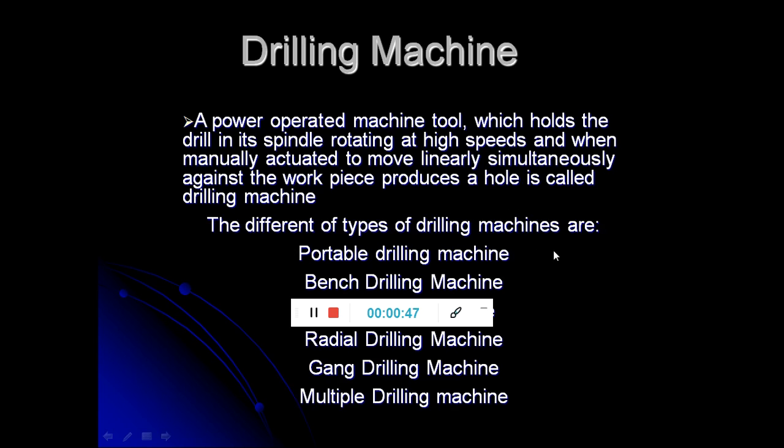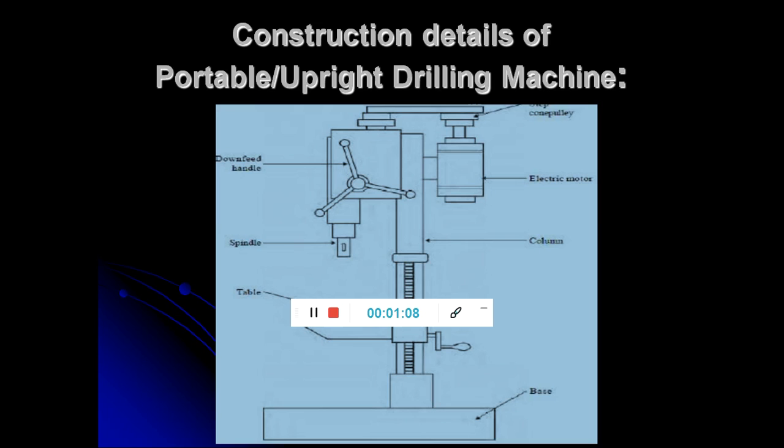The different drilling machines which are used in the industries are the portable drilling machine, bench drilling machine, radial drilling machine, sensitive drilling machine, gang drilling machine, and multiple drilling machine. And as per your syllabus, the sensitive drilling machine and radial drilling machines are going to be studied. So first one, we'll go through the portable or upright drilling machine.